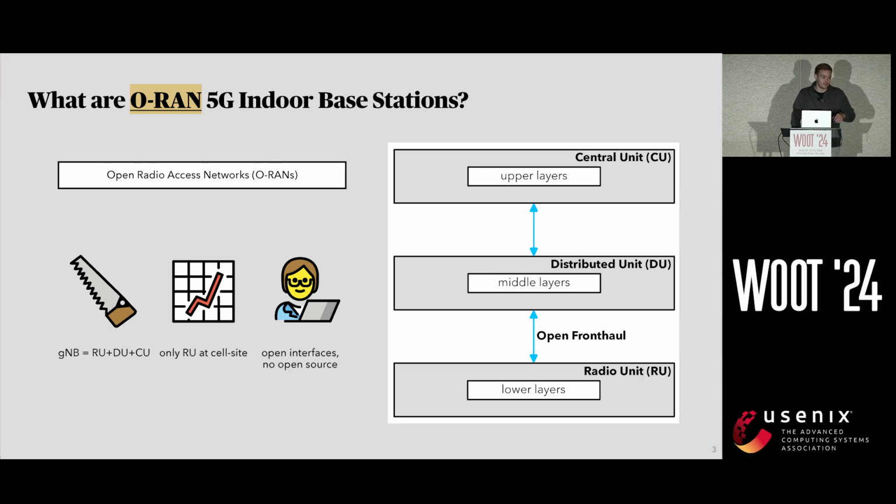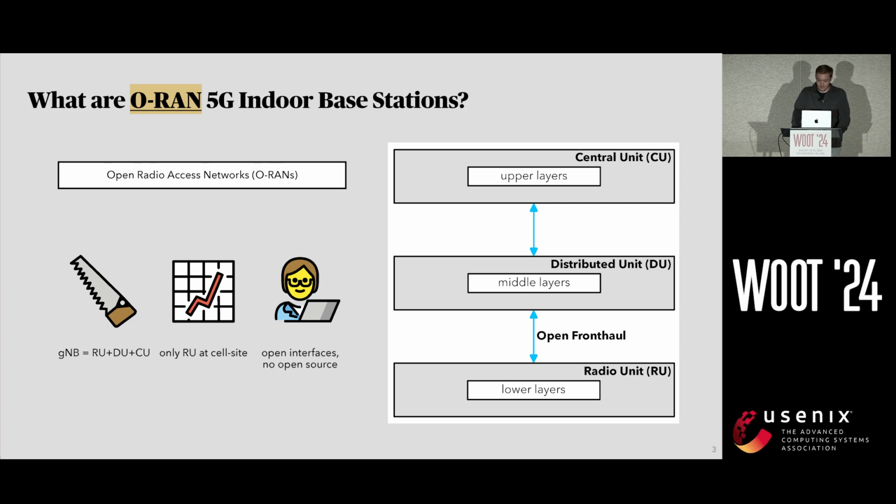Then, via a fiber connection, traffic is sent on to the distributed unit that handles the middle layers, and these DUs and CUs are typically virtualized and deployed on servers. So that helps for scalability, and that also leads to the fact that only the radio units are deployed on the cell side, where in non-ORAN networks, the entire base station that's more costly is still deployed.